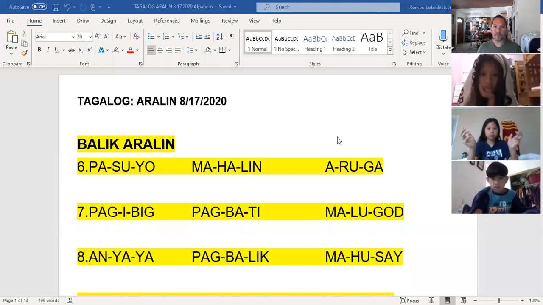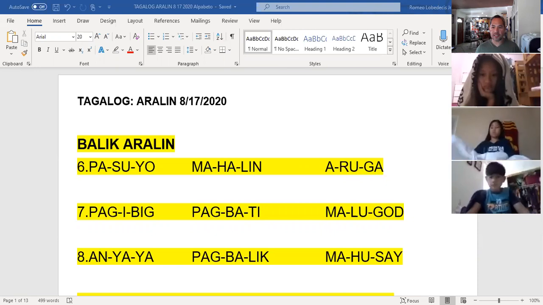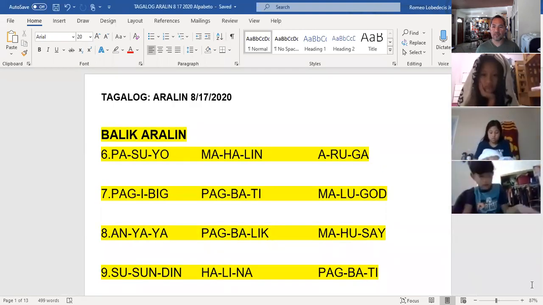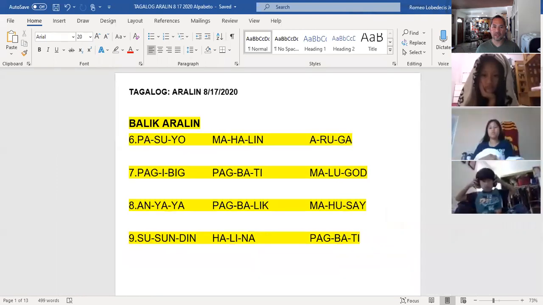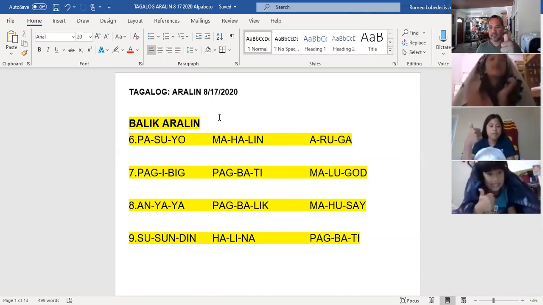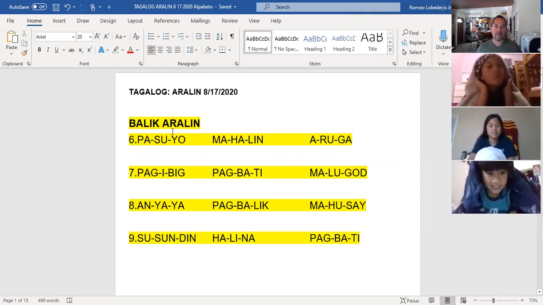Let me share our lesson for today. Okay. Before we start, let's start reading this, okay? So that we're all kind of on the same page. Can you see it? Ate Fiona, you'll thumbs up if you see it, okay? Thumbs down, if not. Okay, let's magbasa tayo, balik aralin.